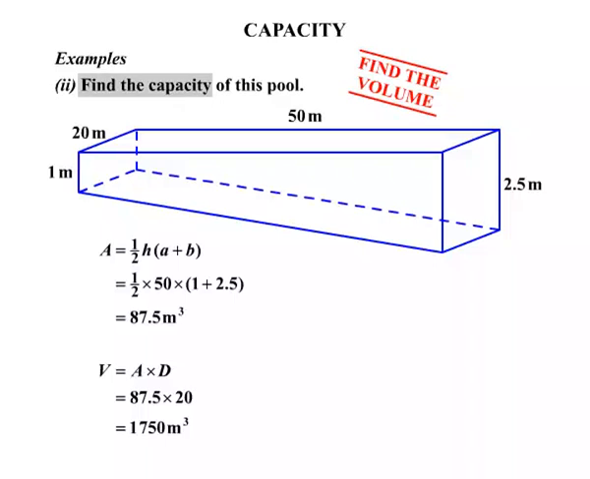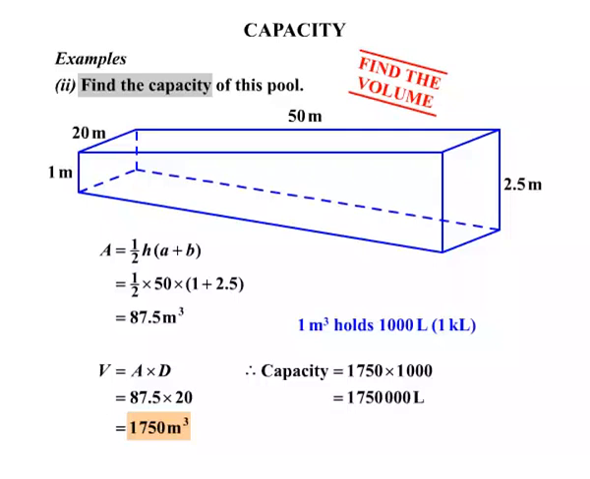So far we have found the volume. But the question is asking us for the capacity. So what we need to do is realise that every cubic metre holds 1,000 litres, okay, or 1 kilolitre. So if we have 1,750 cubic metres, then the capacity is 1,750 lots of 1,000 litres. And that works out to be 1,750,000 litres. Or another way of writing that, we could say that it is 1,750 kilolitres.